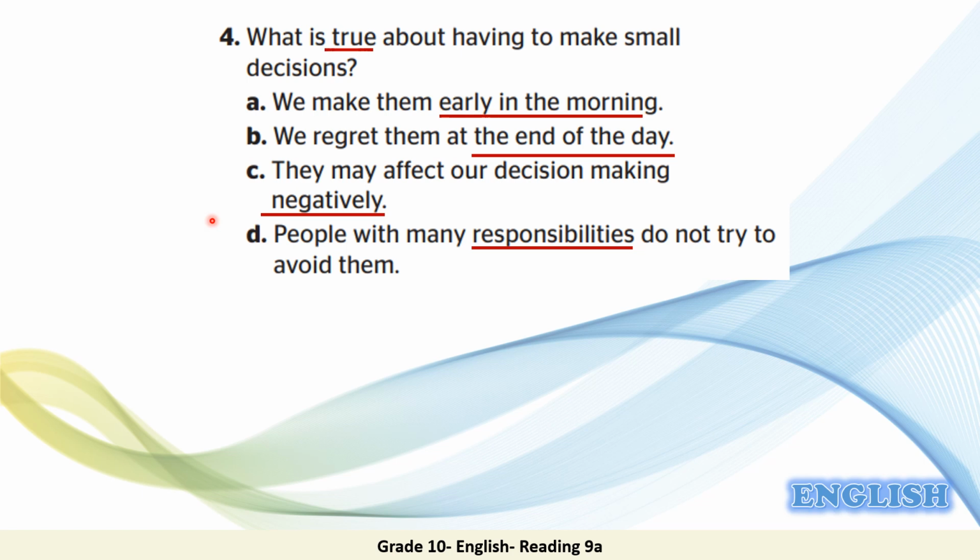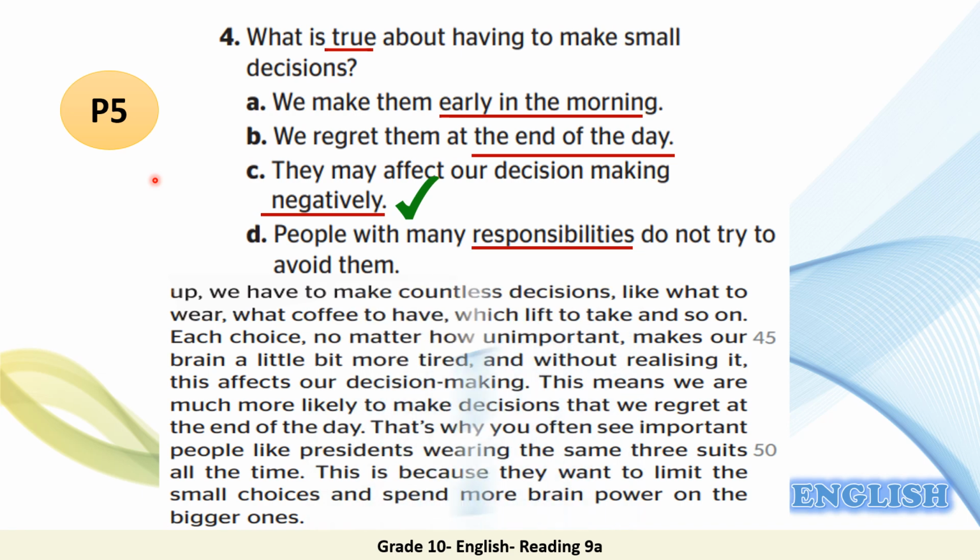Let's check the answers together. It is C. They may affect our decision making negatively. Where can we find the answer? Yes, in paragraph 5, as you can see right over here. This affects our decision making. This means we are much more likely to make decisions that we regret at the end of the day. So, things that we regret, it means that you are doing a negative decision making.